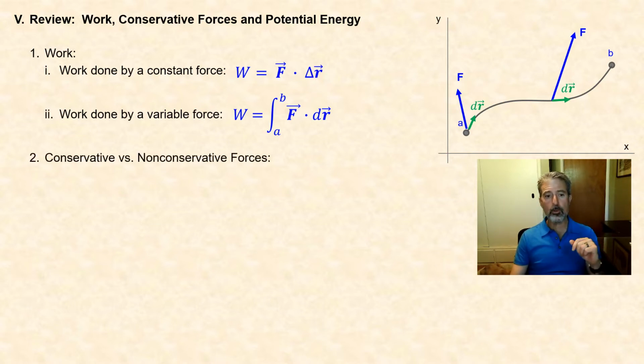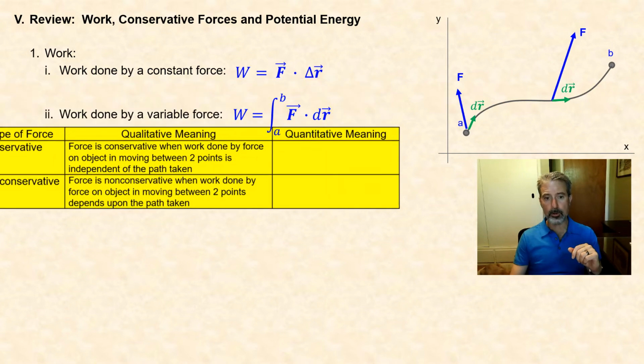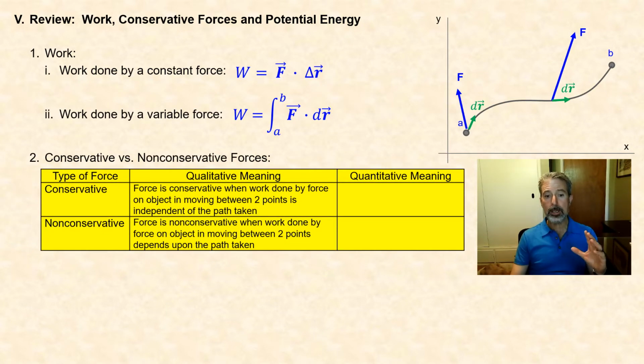Now, when we talk about a force being conservative versus non-conservative, a conservative force is a force where the work that is done by the force on the object as that object moves between its initial point and final point is independent of the path taken. And the way we can succinctly state this is we can say that the line integral for the work done by that force over any closed path is 0.